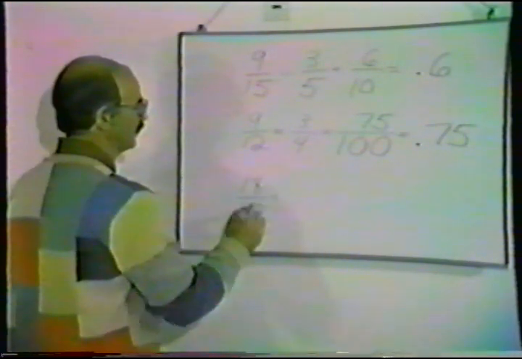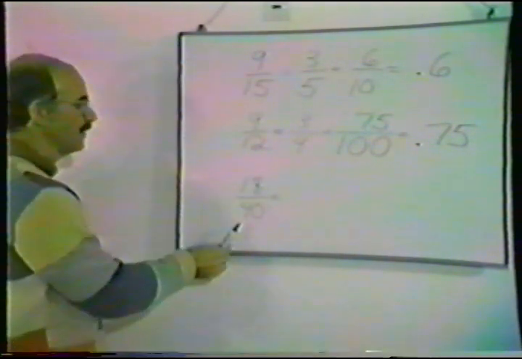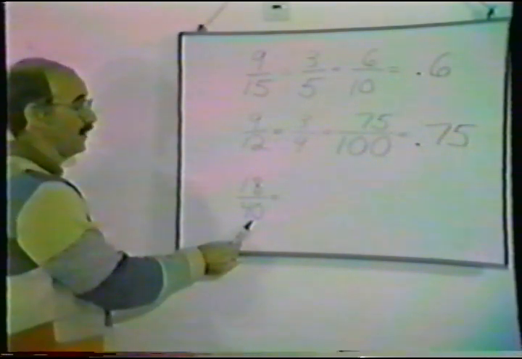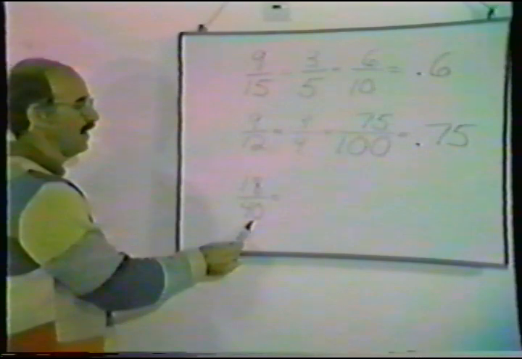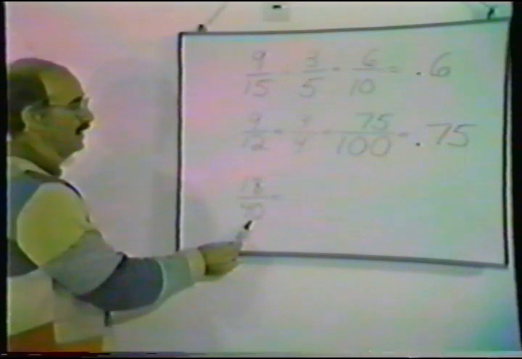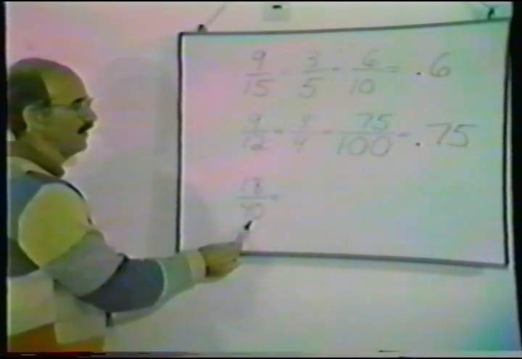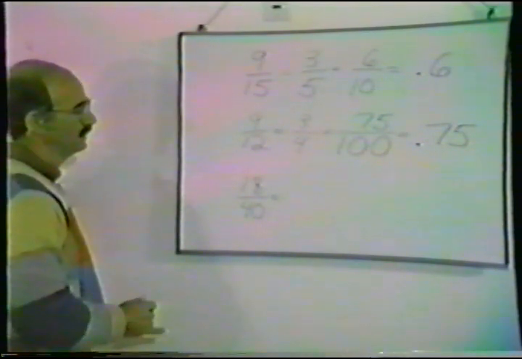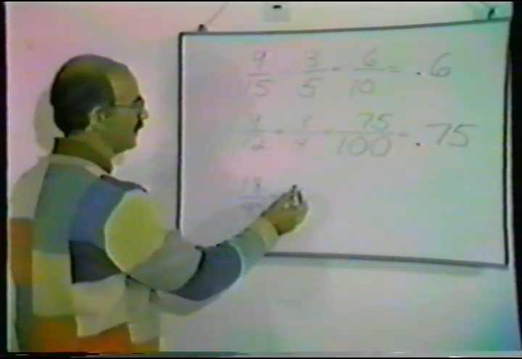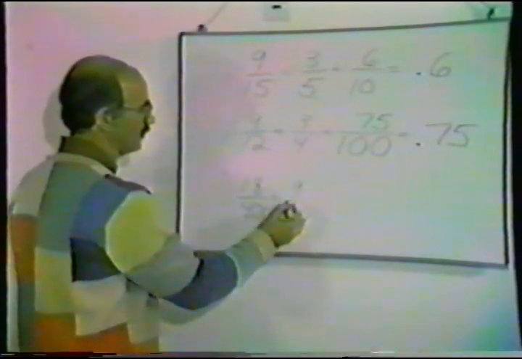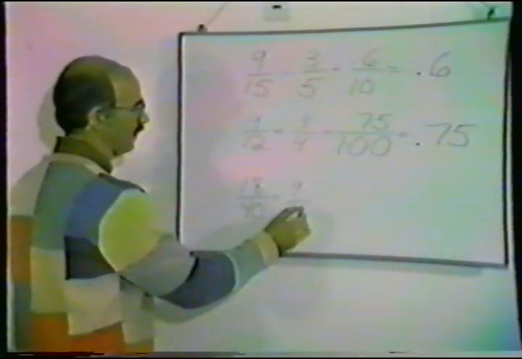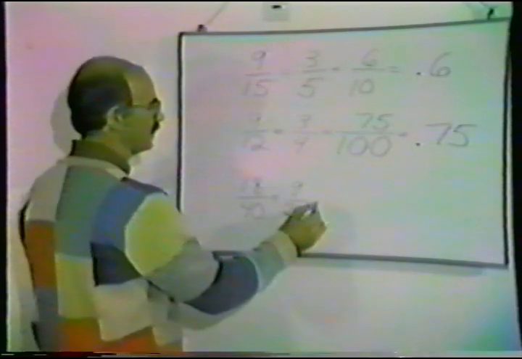18/40. Is the bottom number 10, 100, or 1,000? No. Can we make it 10 or 100? No. Can we reduce it? Yes. What would you hit it with? 2. 2 into 18 is? 9. 2 into 40? 20. Yes, half of 40 is 20.